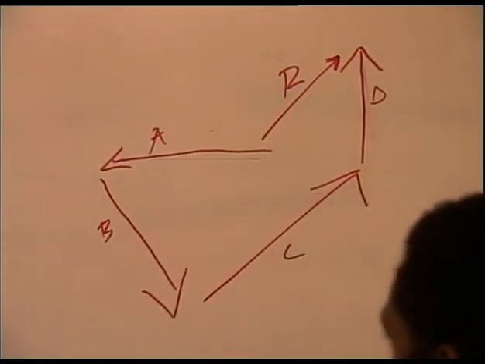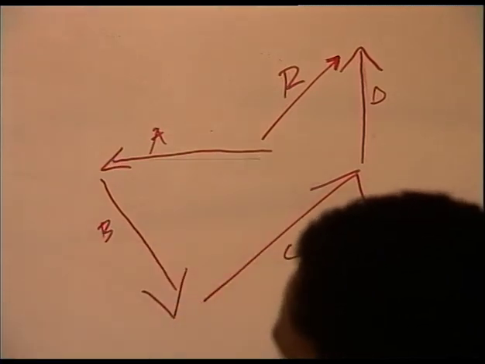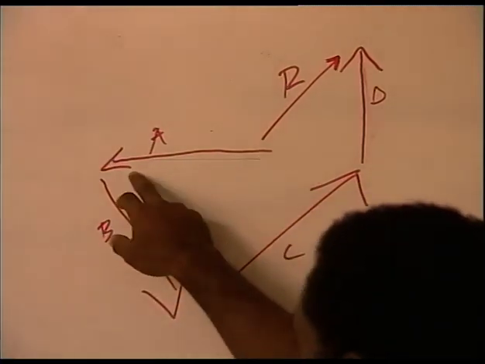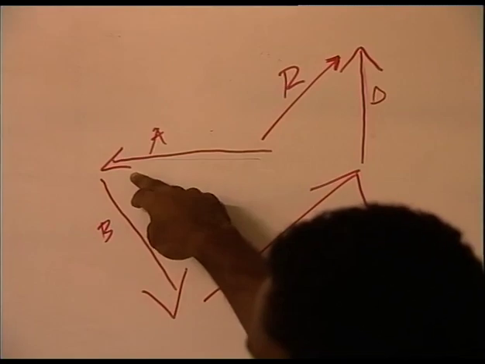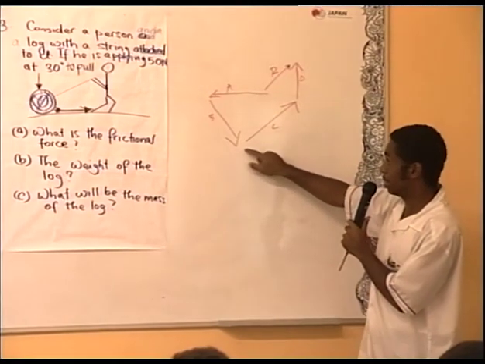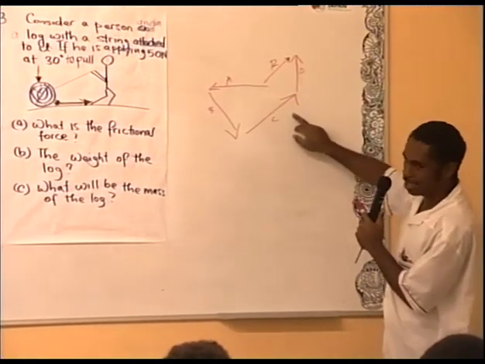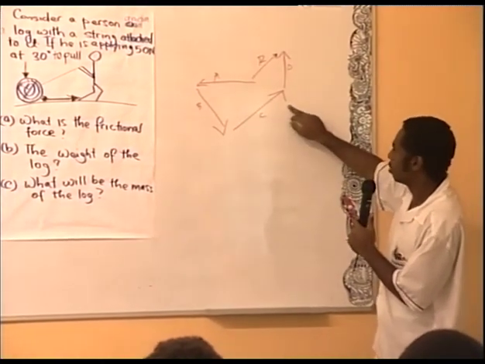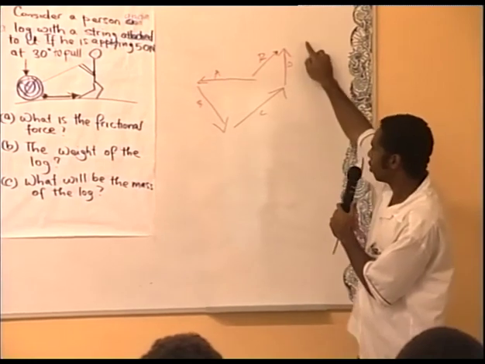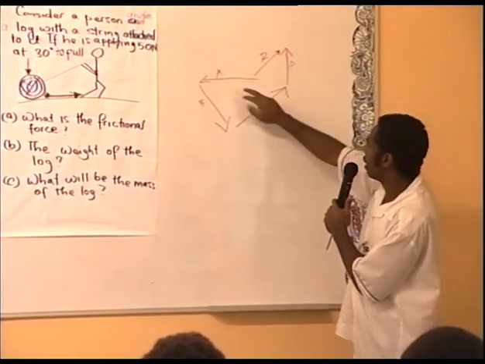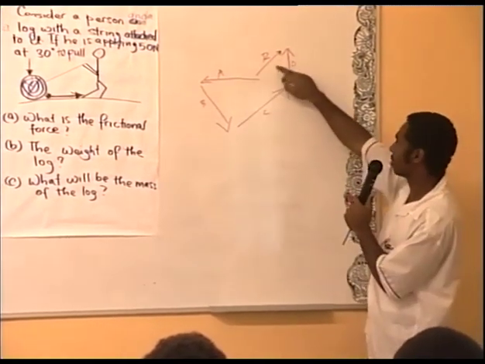To find the resultant, it's just simple. You follow the arrows. First you go west, then you come down southeast, and then you go up northeast, and then you go up north. So from A to D, there is a resultant.